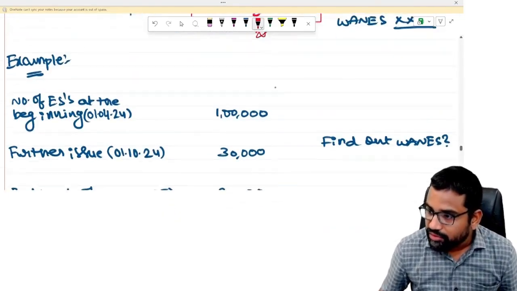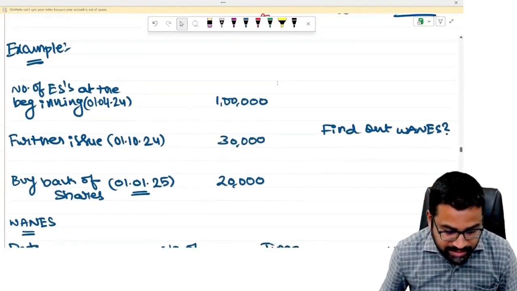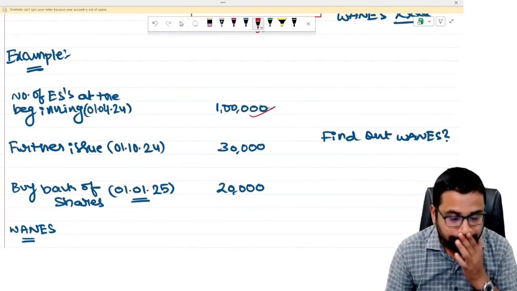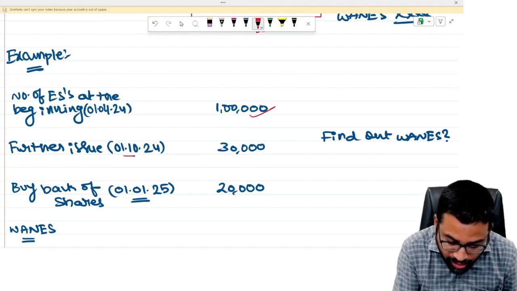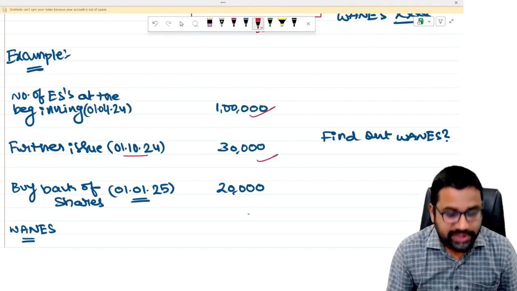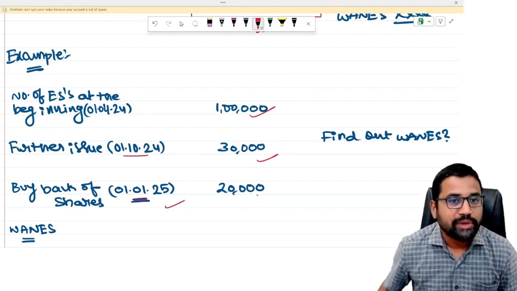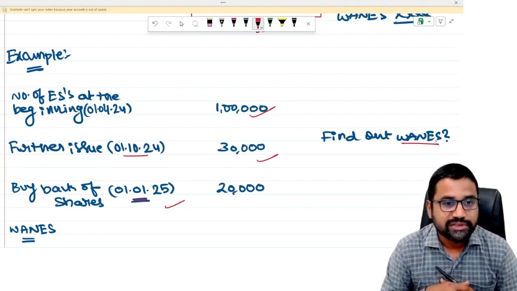Okay, I have given some examples here. For example, the number of shares outstanding at the beginning is 1 lakh. Further, the company issued 30,000 shares on 1/10/2024. Next, 20,000 shares were bought back on 1/1/2025. Find out the weighted average number of equity shares.